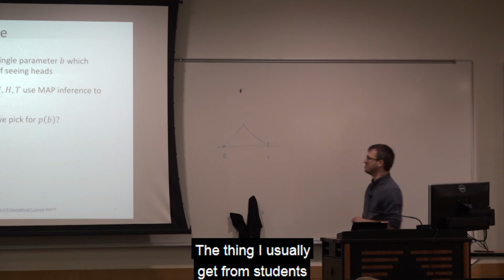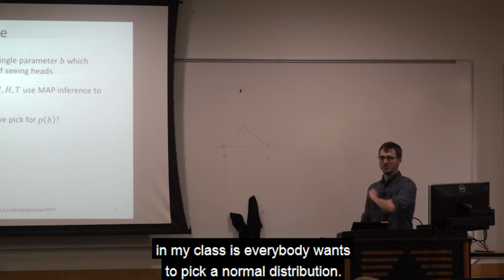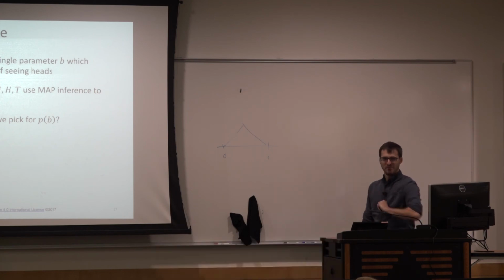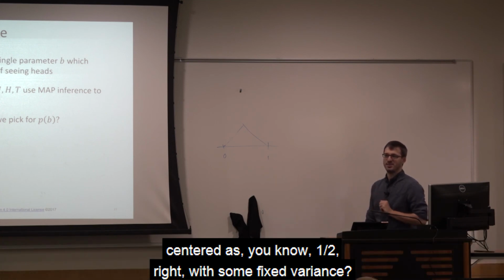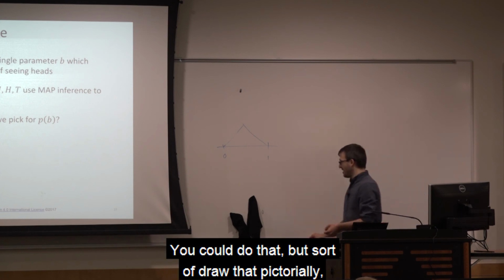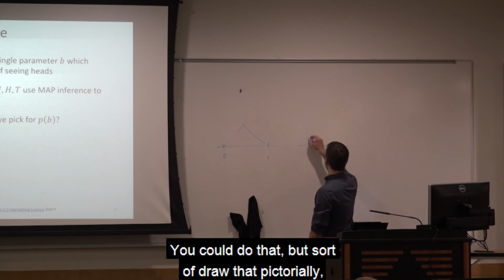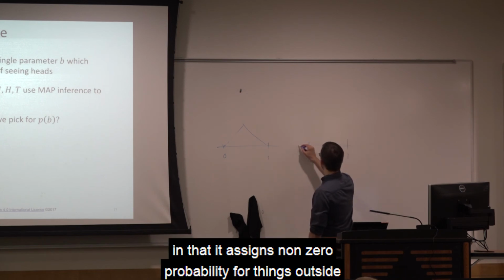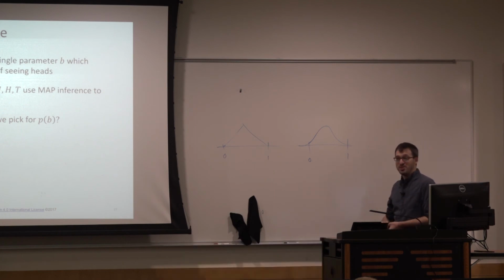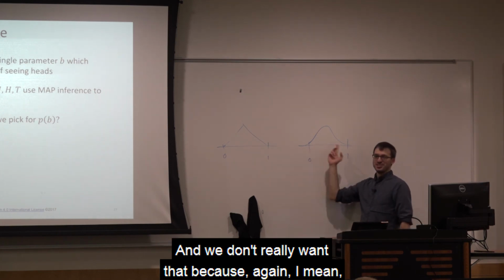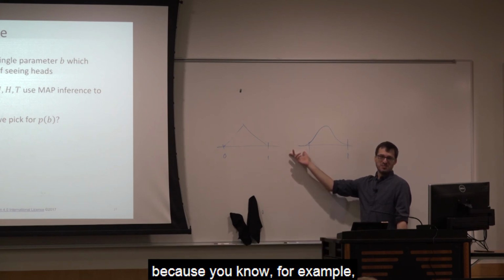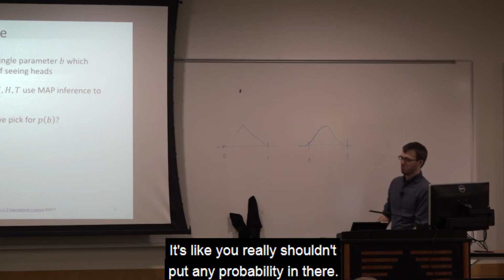The thing I usually get from students in my class is everybody wants to pick a normal distribution. So they might say, why don't we use a normal distribution centered at 1/2, with some fixed variance. You could do that, but let me draw that pictorially. That thing has a problem in that it assigns non-zero probability to things outside of the range 0, 1. And we don't really want that because, for example, you know that this can just never happen. So you really shouldn't put any probability there.